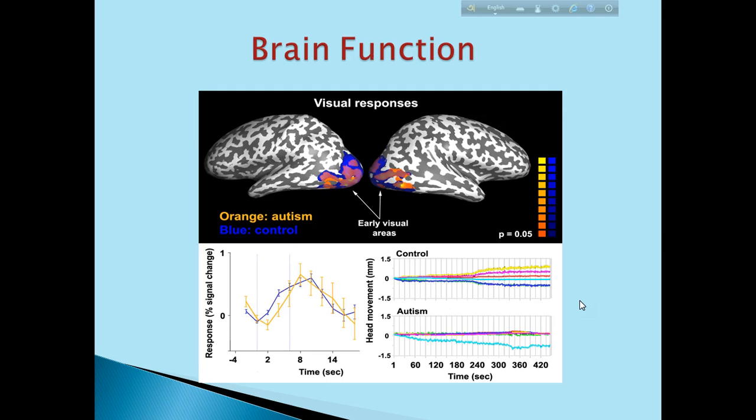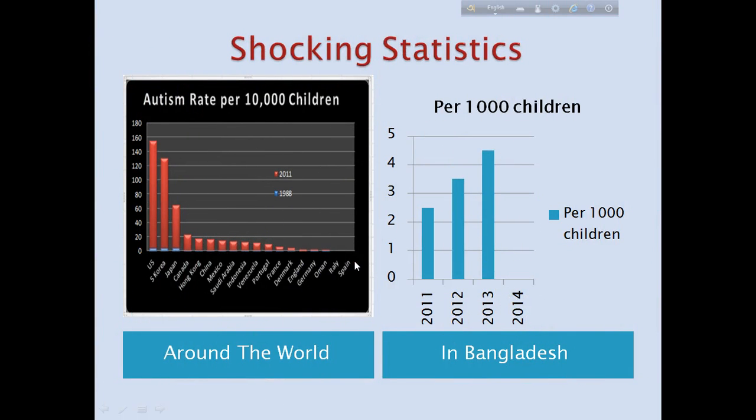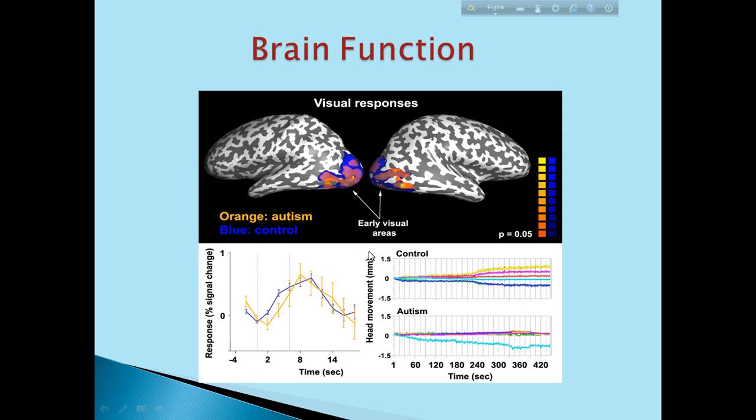Moving on to our next slide. Now we will look at an interesting slide. The slide will show you a graph which will give you a clear idea about the brain response of a normal child and an autistic child. On the left side of the screen, if you look, the graph is indicating the responsive activity of a normal child followed by an autistic child.